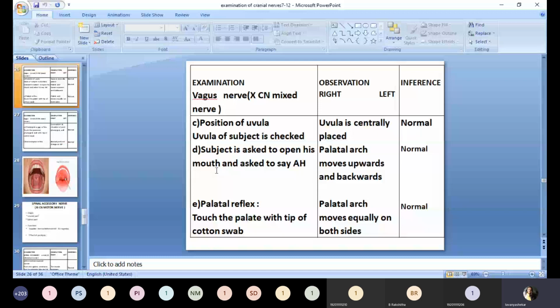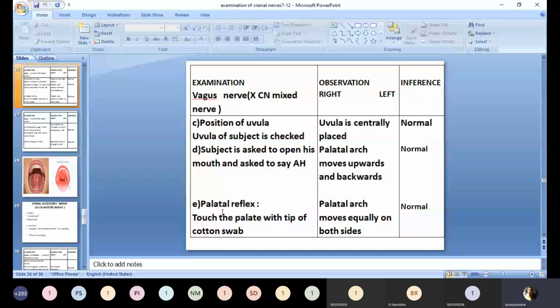When you check, if the uvula is centrally placed and the palatal arch moves upwards and backwards, then it is considered normal. Also, you are going to check for the palatal reflex, that is your gag reflex. Touch the tip of the palate with the cotton swab. Whenever you touch, the palatal arch will move equally on both the sides. So this is how you are going to check for the palatal reflex. These are the tests for vagus nerve examination.